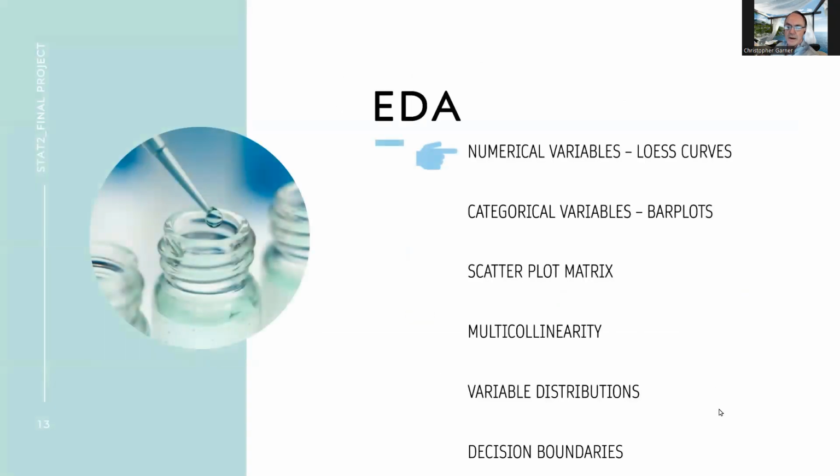We'll look at our numerical variables and their LOESS curves, the categorical variables and some bar plots. Back to the numerical variables, we'll take a look at a scatter plot matrix, and we'll look for any multicollinearity issues. We'll take a look also at some of the variable distributions and check to see if there are any decision boundaries.